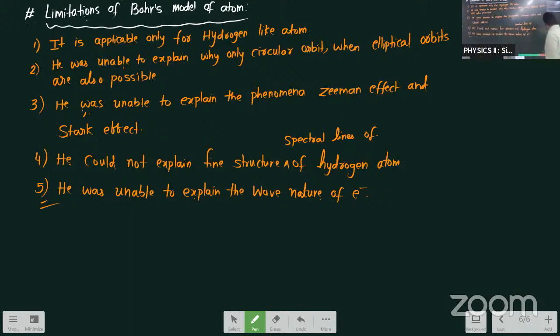I hope you all are writing these things, because these are necessary to write in the examination. For each point, you will be getting 1 mark. So for writing 4 points, you will be getting 4 marks. Now let us move on to some mathematical part of Bohr's model of hydrogen atom. In this mathematical part, we are going to obtain an expression for radius of nth Bohr orbit and energy of nth Bohr orbit. So carefully see this mathematical part.